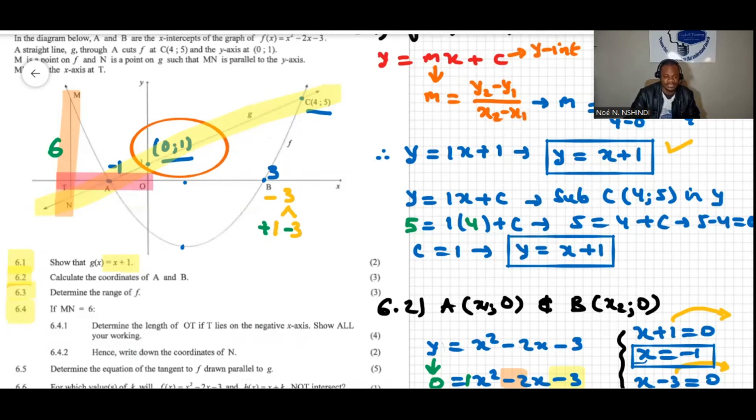Determine the length of OT if T lies on the negative x-axis. Show all your working. So T obviously lies on the negative x-axis then. Now, the question says that if MN is 6 units, we need to find OT. I'm going to move my board over here.